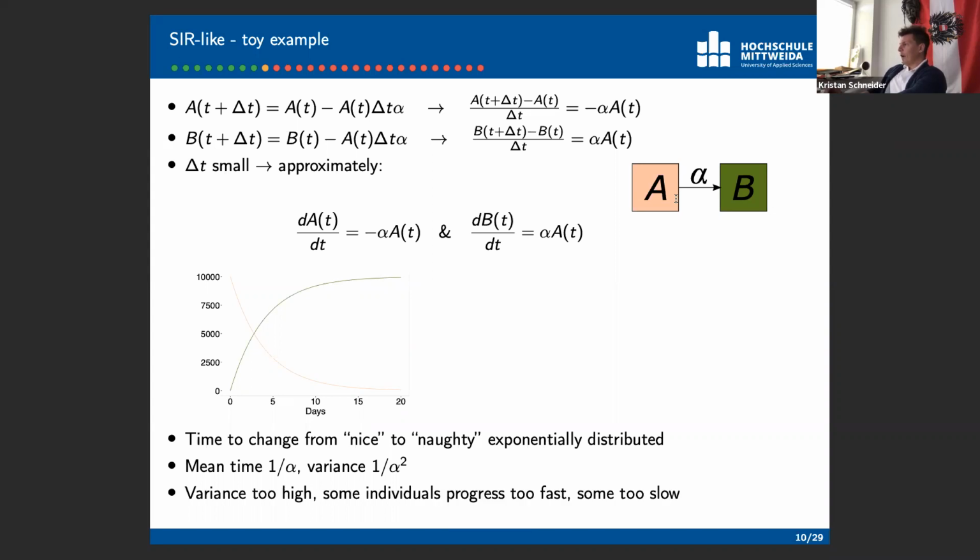Okay, so again, with this very simple model, which is of course just for illustration purposes, the variance is too high. So some individuals turn immediately from nice to nasty, and for some others it takes very long to turn from nice to nasty. So for a proper model, we have to tweak that a bit, and we will do that later.